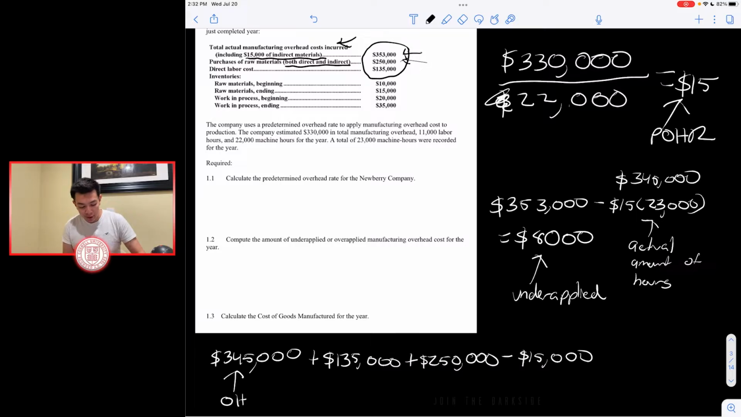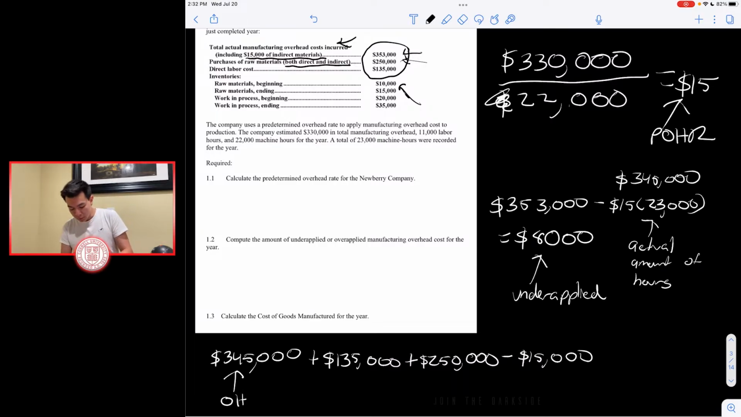Next, we got to look at inventories, right? So we got inventories here. And the rule is that for the ending, you subtract, and beginning, you add. We subtract those ending inventory numbers because we never actually use it for production. We bought the materials, we were going to use it for production, but in reality, it was just leftovers and we never actually use it for production. So we don't incur that cost.